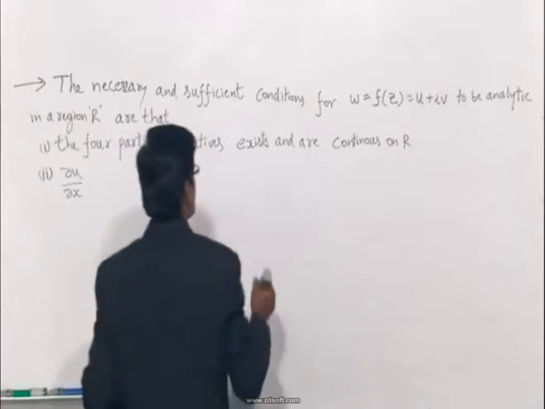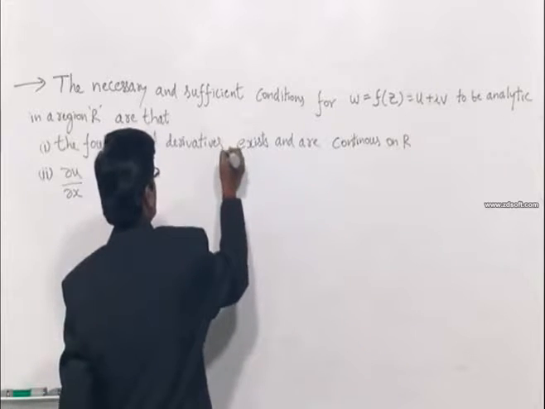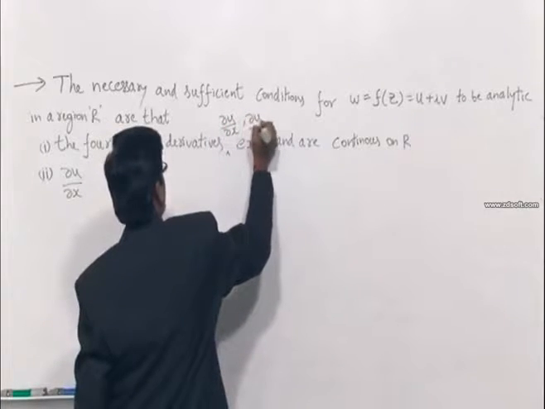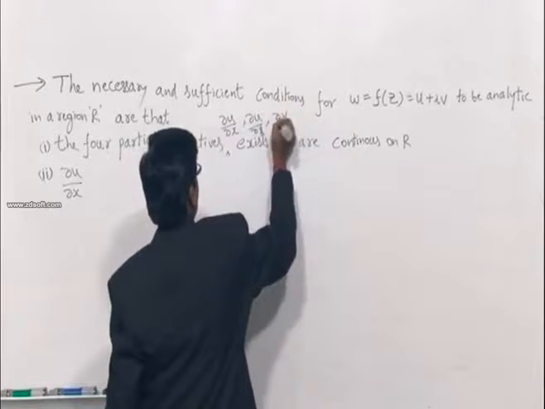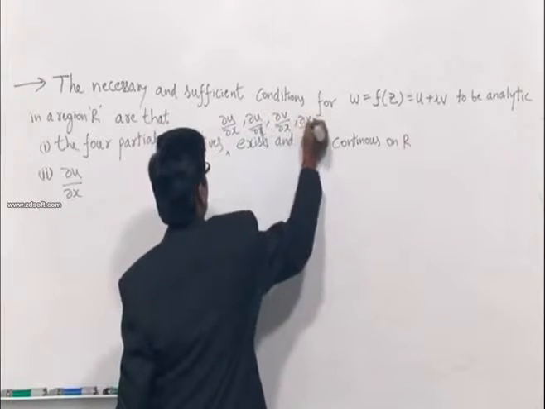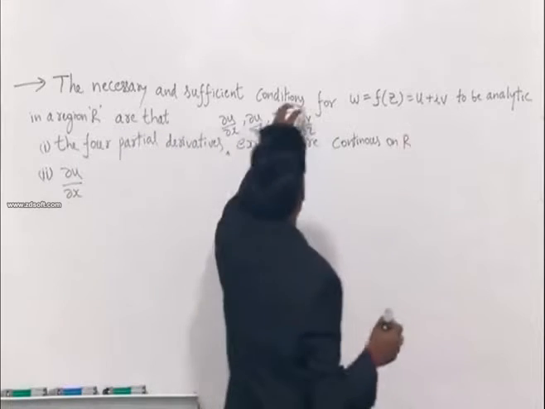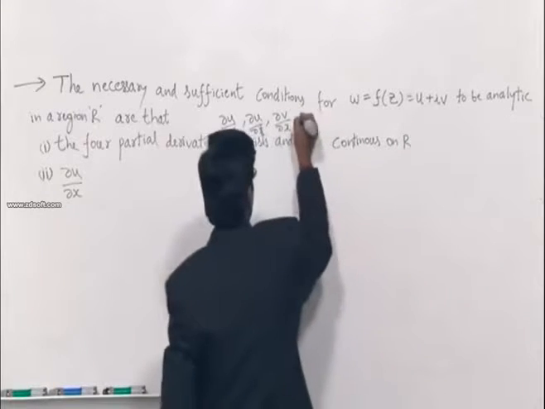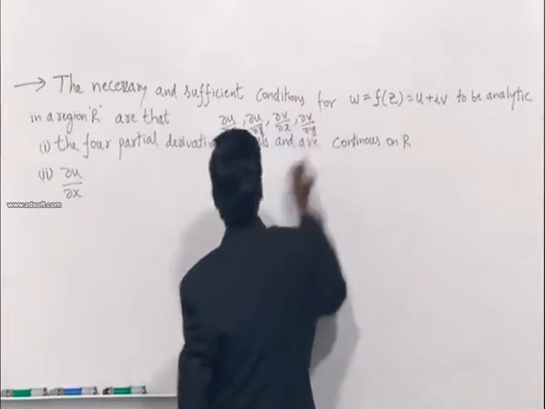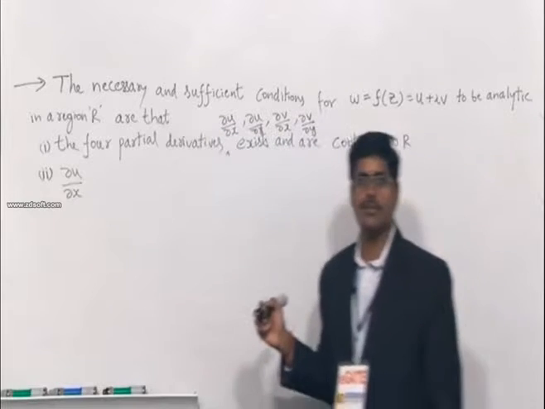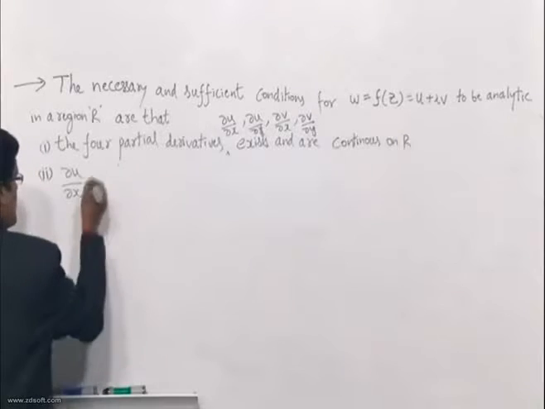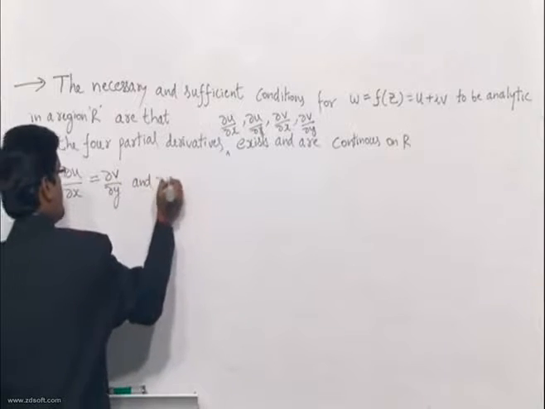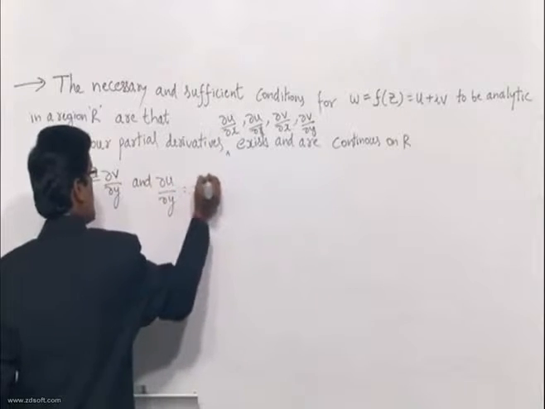Sorry, here I forgot to write the four partial derivatives. I am writing dou u by dou x, partial derivative with respect to x of u, partial derivative with respect to y of u, partial derivative of v with respect to x, partial derivative of v with respect to y. These four partial derivatives exist and are continuous on R. And the second condition is dou u by dou x is equal to dou v by dou y, and dou u by dou y is equal to minus dou v by dou x.